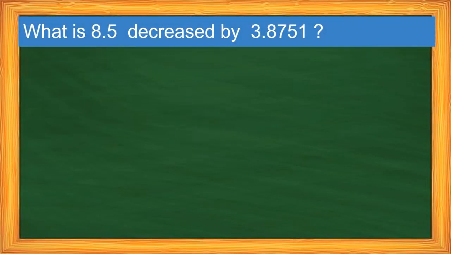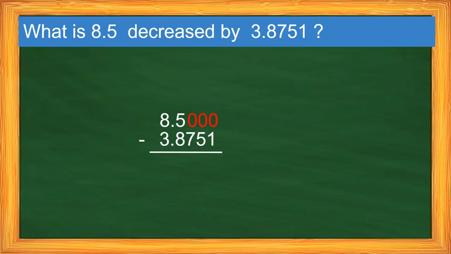Now, what is 8.5 decreased by 3.8751? Okay, again, arrange in column. Okay, and then make sure na naka-align yung decimal point. Naka-align naman yung decimal point natin. And then, may blanco sa taas. May blankong 3 spaces. Kaya, lagyan natin dapat ng, ayan, 3 zeros. And then, saka tayo mag-minus.